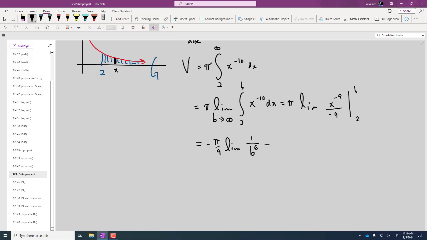Minus, negative 9 is gone, so now 2 to the negative 9 is 1 over 2 to the 9. It's just a constant. So we're going to evaluate this as b goes to infinity. Where does this fraction go as b goes to infinity? 0. That denominator is growing without bound, so those fractions are shrinking down to 0. And this tells us that our final answer is a negative times a negative, which is positive. We're going to have pi divided by 2 to the 9th times 9.